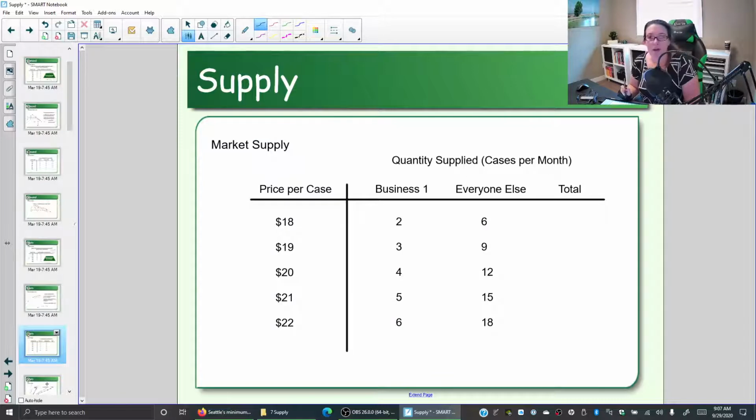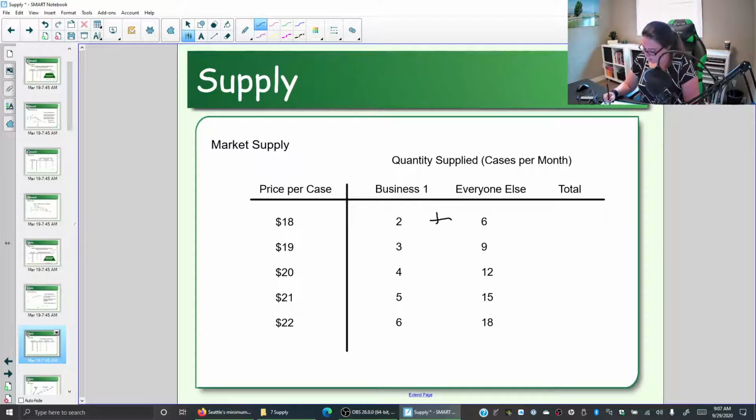So how do we find market supply? We need to add up quantity supplied at every price. So if the first business was a very small business and so they were making a handful of cases per month, we can add them to everyone else who's making craft beer to find our quantity supplied at each price. So let's take a moment and let's add these up to get our quantity supplied.